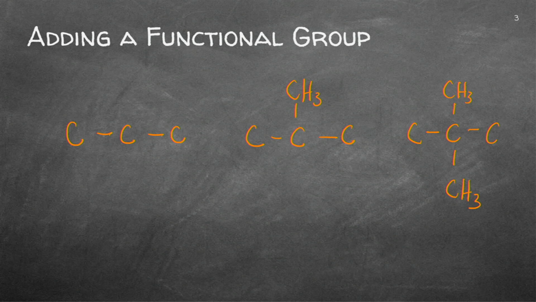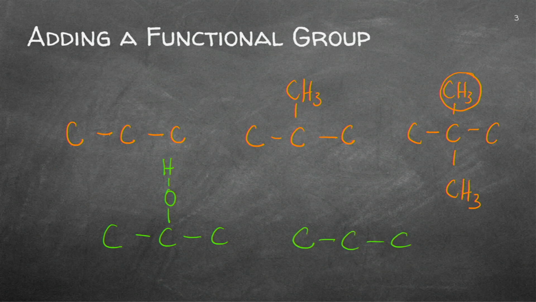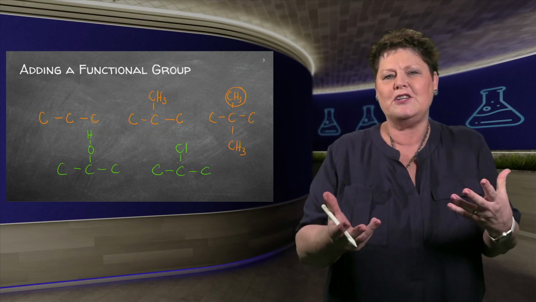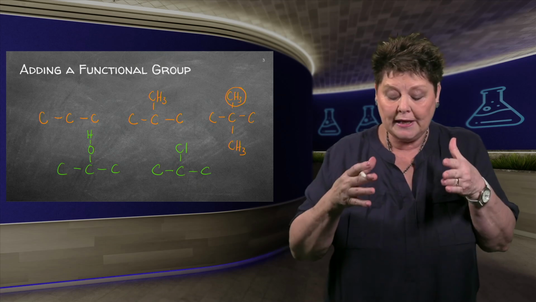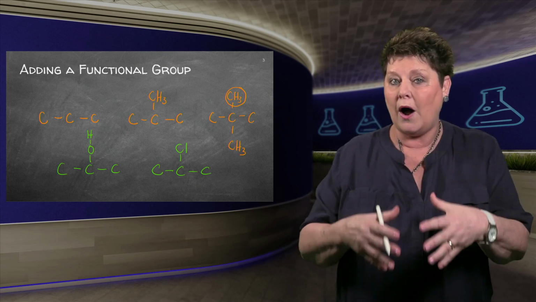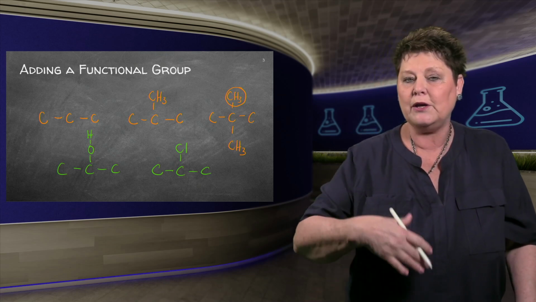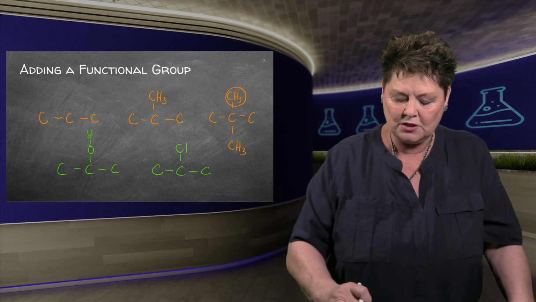So we can add either a CH3, but I can also add, and have a look at this, a hydrogen linked to an oxygen. I can also add a halogen, like a chlorine. So there's lots of different configurations that you can add. And we're going to have a look at a specific one of them in this lesson. And we're going to do all the others in the lessons to follow.